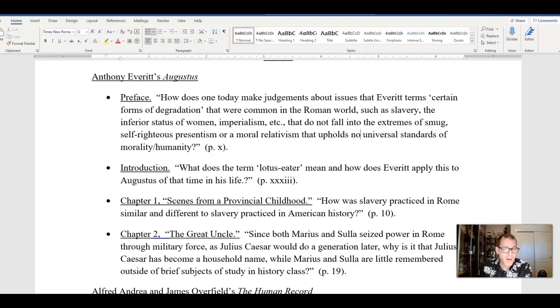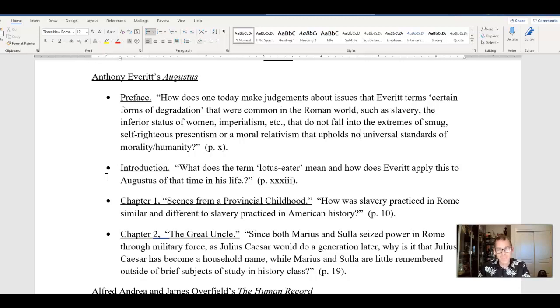For example, for the introduction, the second reading you guys had, it said, what does the term lotus eater mean? How does Everett apply this to Augustus at that time of his life? Okay, that's much simpler, right? And then you put the page number, in this case, Roman numeral 33. It is true you could Google lotus eater, but it's not common vocabulary that you and I have in the English language. It has a very specific meaning. So that would be a good one to Google and say, I know what that means. And how does it apply to this context?